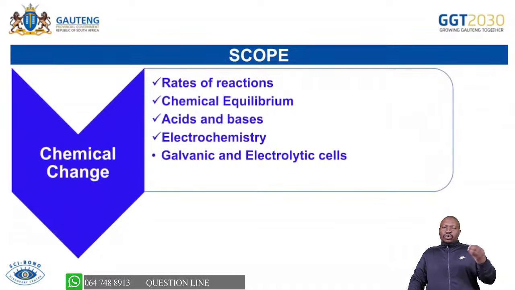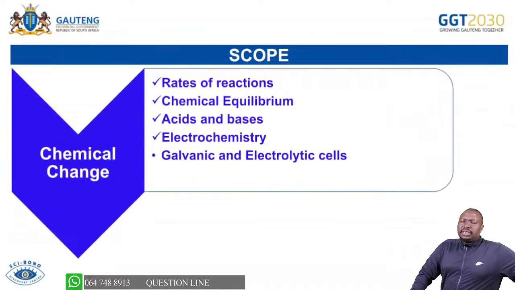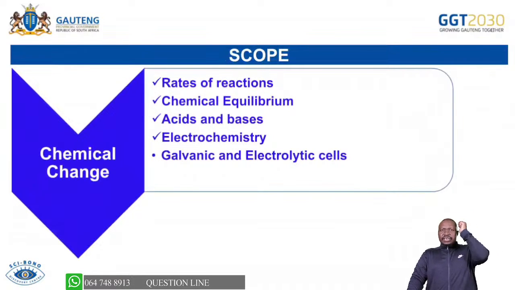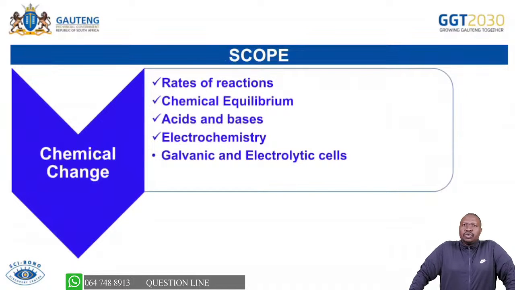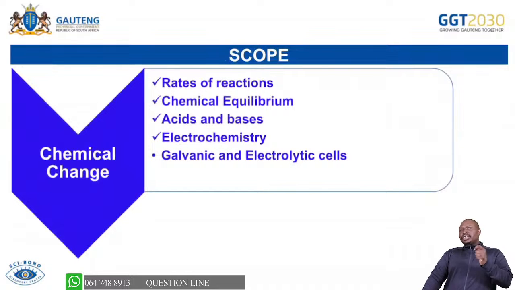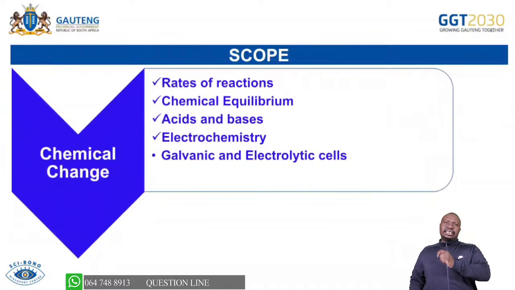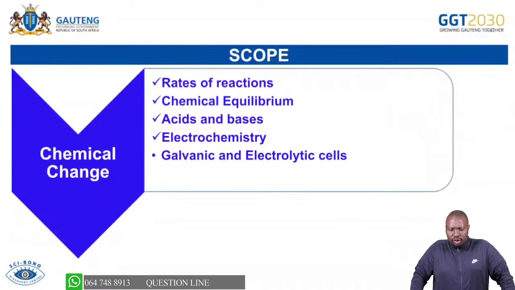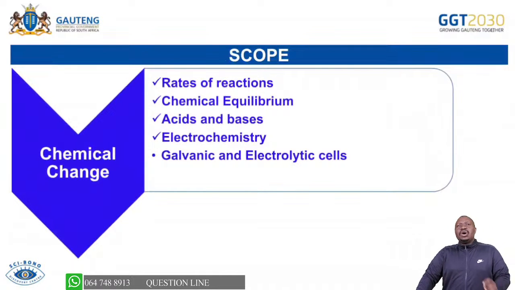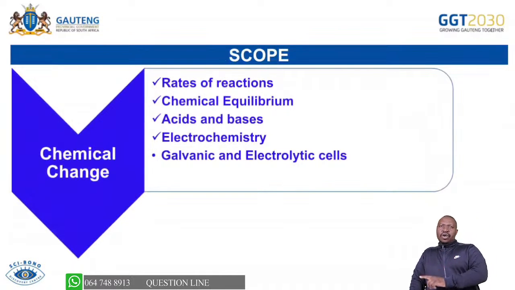So then we're going to move to rates of reactions. Remember, the most important thing there is first the definition of the rate of reaction. You must know how to define the rate of reaction. Number 2, the most important thing is to know the factors that affect the rate of reaction and how they affect the rate of reaction. And you must know how to calculate the rate of reaction.